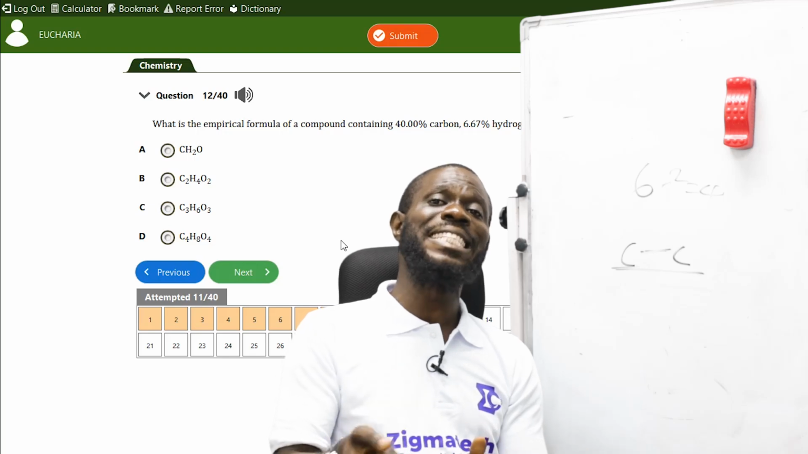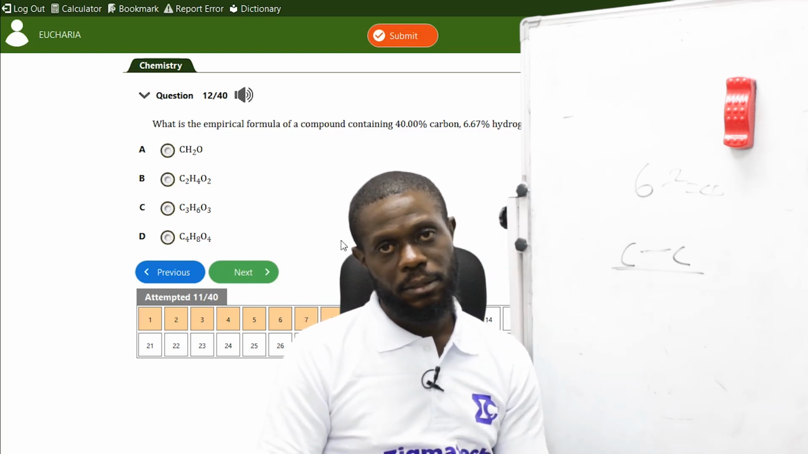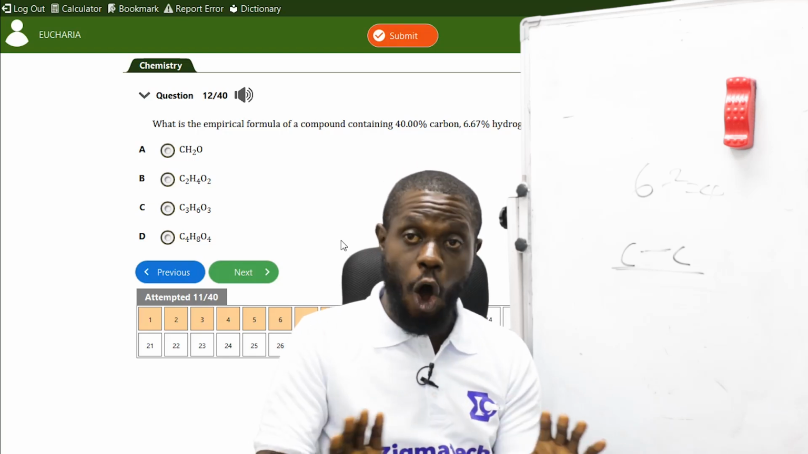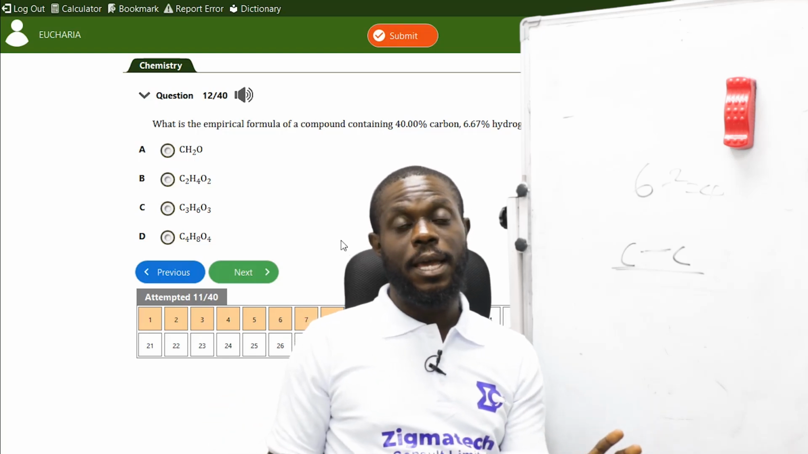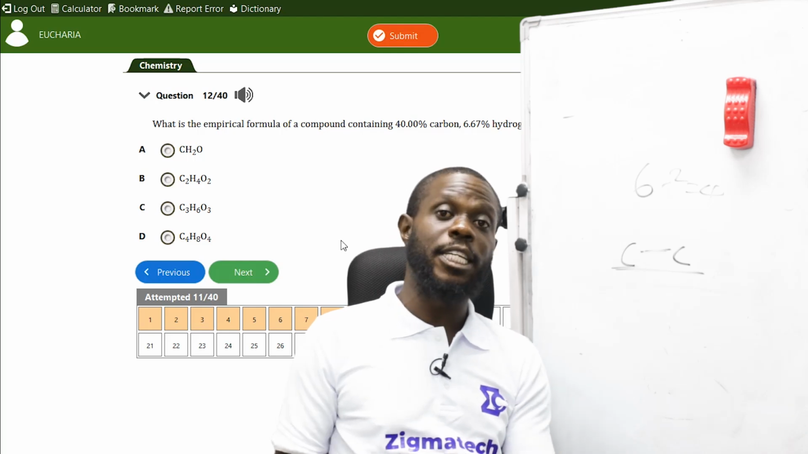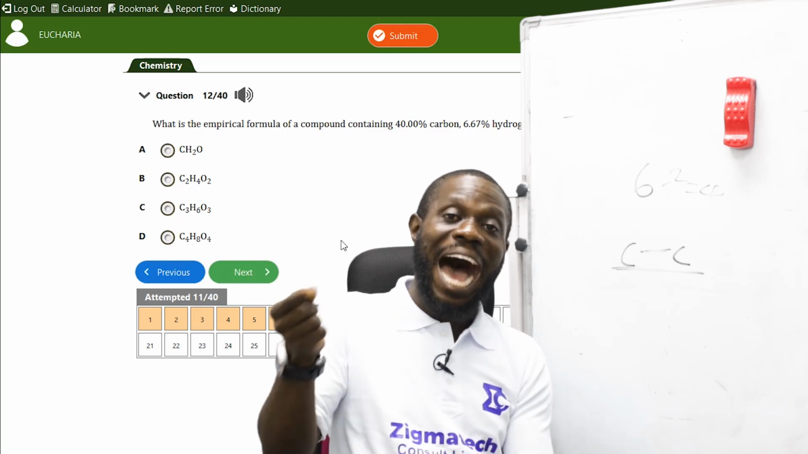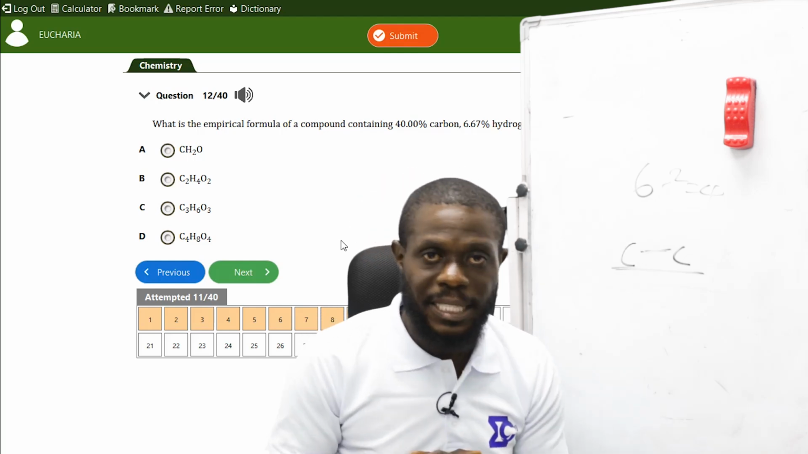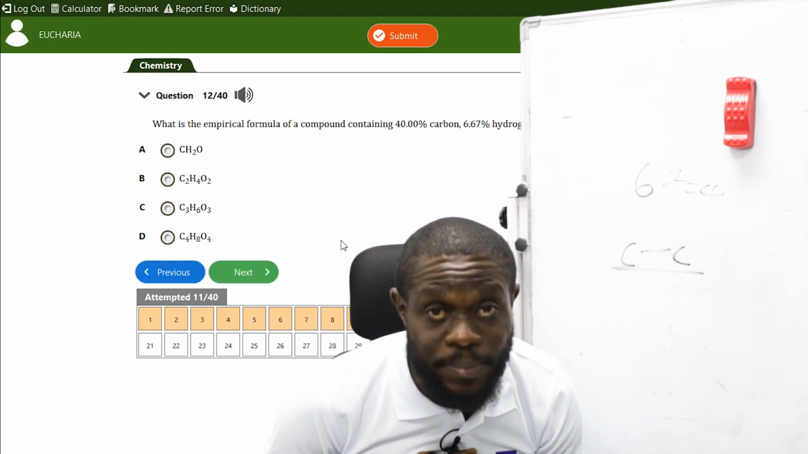Number three says the answer you get, divide it by the smallest answer you have gotten. When you finish dividing all the elements by their molar masses, you get the smallest answer. Use it and divide them again. Number four says the answer you get becomes your subscript.